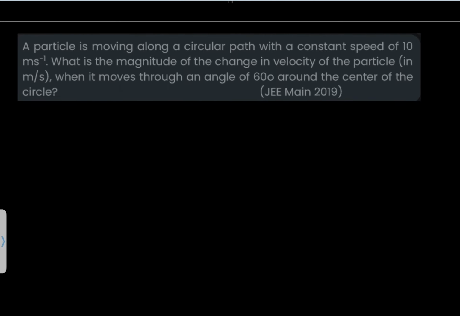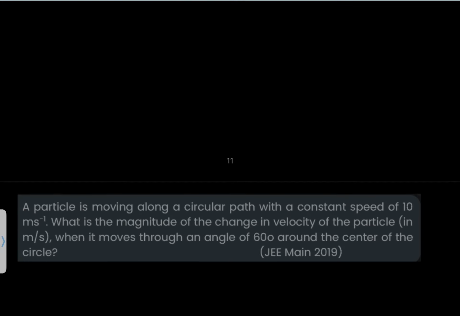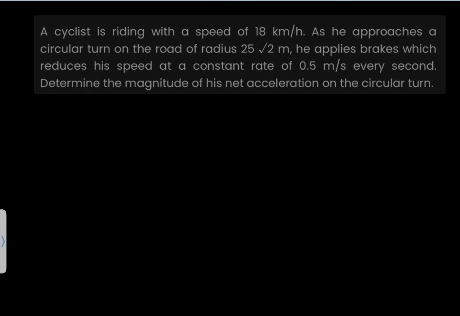Okay, one more question. So we're done with this part. Let me move to the next question. A cyclist is riding with a speed of 18 kmph. As he approaches the circular turn on the road of radius 25 root 2, he applies brake, which reduces the speed at a constant rate of 0.5 meter per second every second. Determine the magnitude of net acceleration.